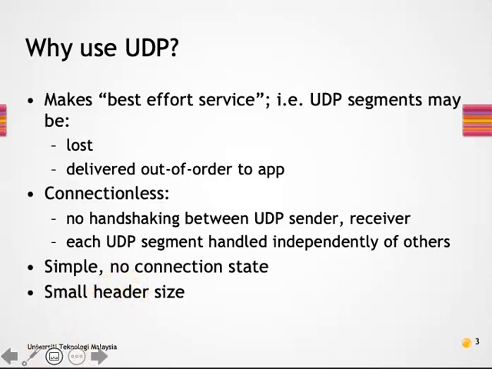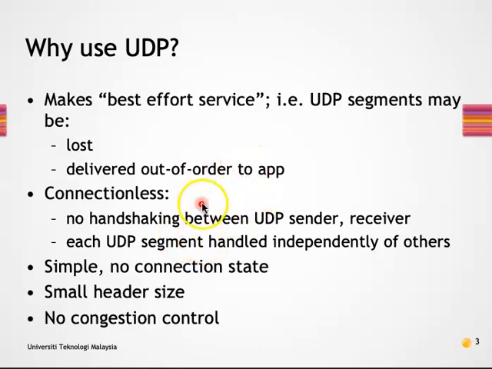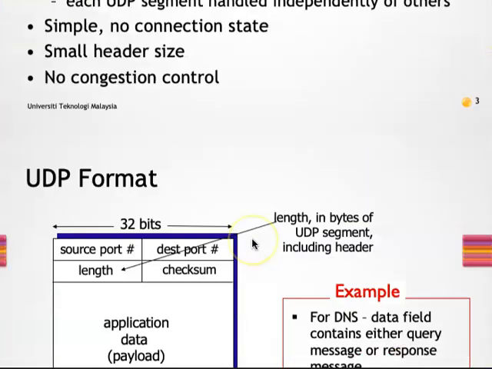UDP also has a smaller header size. Because of that, it is simpler, unlike TCP, which has 20 bytes of header overhead in every segment. UDP only has 8 bytes of overhead, which is a huge difference between UDP and TCP. Because of its simplicity, UDP does not offer any congestion control. So to add reliability over UDP, it needs to be added at the application layer. Also, for specific applications, error recovery needs to be added.